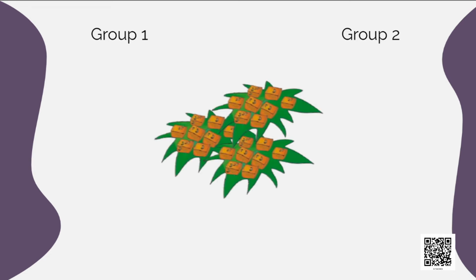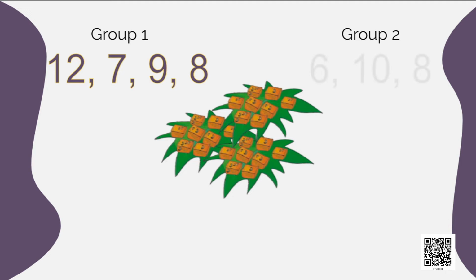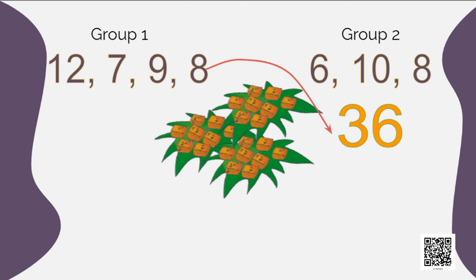Group 1 brought 12, 7, 9 and 8 pieces. And group 2 brought 6, 10 and 8 pieces. Then they exchanged. So group 1 gave 36 pieces to group 2. So that is 12 plus 7 plus 9 plus 8, 36 sweets they gave away to group 2. In the same way, group 2 also collected all their sweets and gave it to group 1. So 6 plus 10 plus 8 is 24. So they gave all those to group 1.